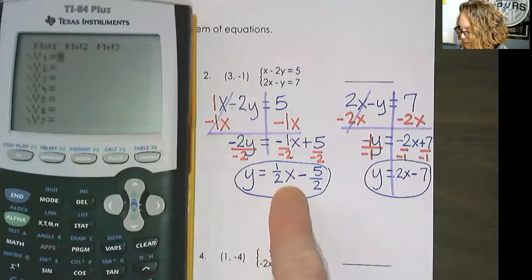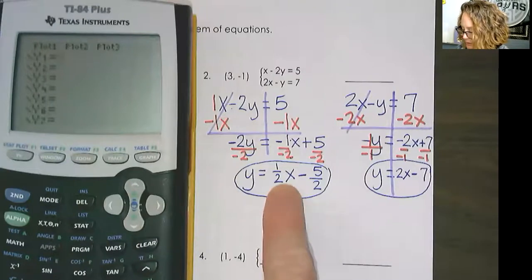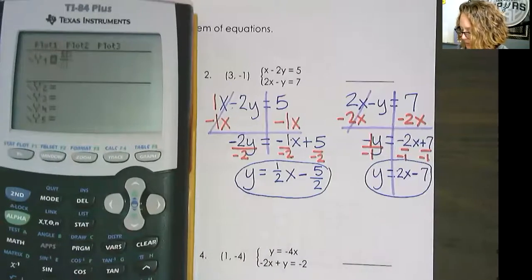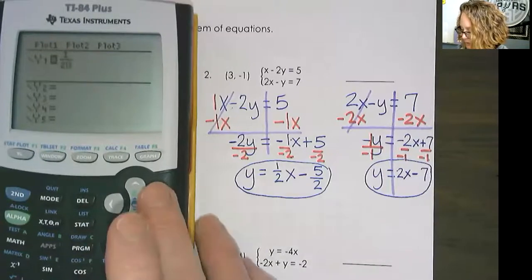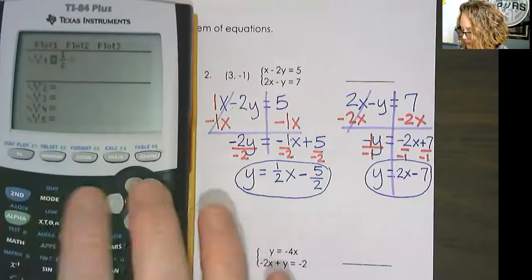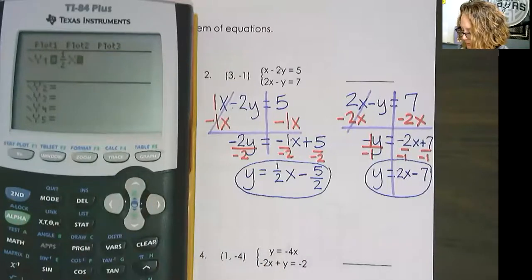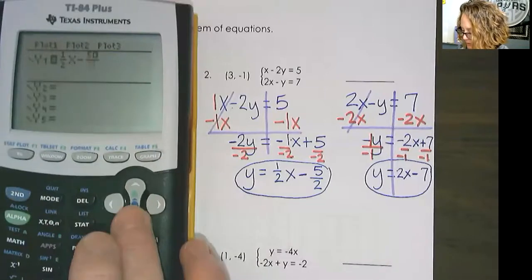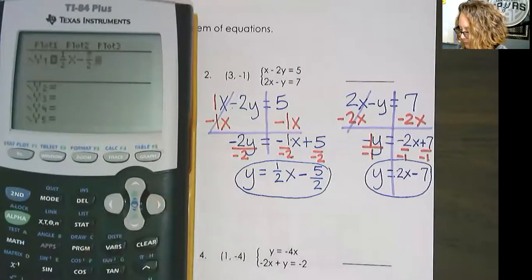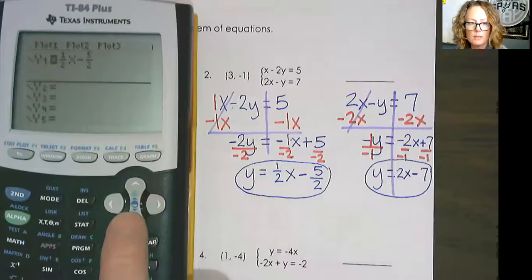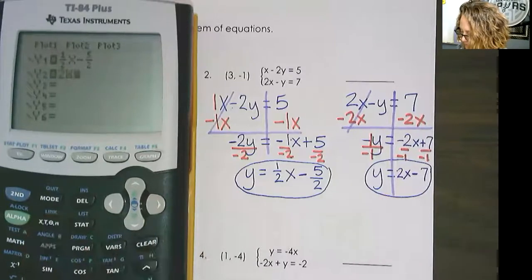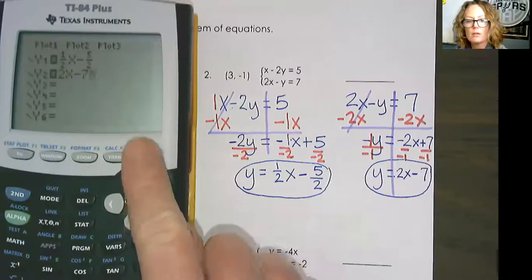I'm going to put in my first equation, and it has a fraction, so it's alpha y equals enter 1/2. Right arrow key to get out of the fraction, x minus alpha y equals enter gives me another fraction, 5/2. I just use my arrow down to get to the next y to put in the second equation, 2x minus 7. Hit the graph key.